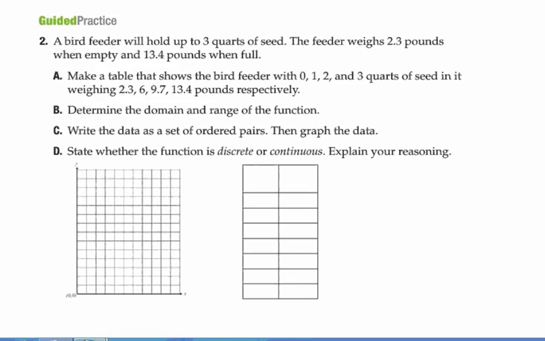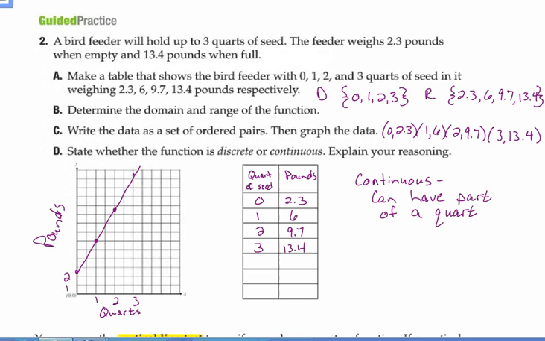Okay, moving on. Guided practice 2 does have a lot of different concepts put together, so do make sure that you understand all 4 of those sections. Domain is that x value, range is the y. Taking that, writing it as a set of ordered pairs, using those ordered pairs and graphing them, and stating whether this is discrete or continuous. So looking between here, 1.5 quarts of seed. Can I have that? Yes, I can. So I'm going to say that this is continuous, that I can have part of a quart.